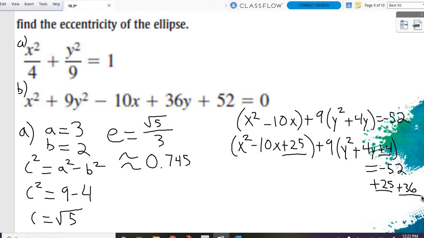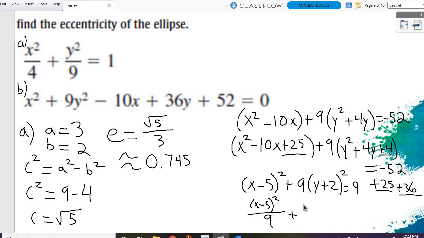Because I have to do 9 times 4, which would give me the 36. So we would get x minus 5 quantity squared plus 9 times y plus 2 quantity squared. And what do we have over on the right hand side? 9. Just kidding. So then again, remember, in order to get that 1, we would have to divide by 9.